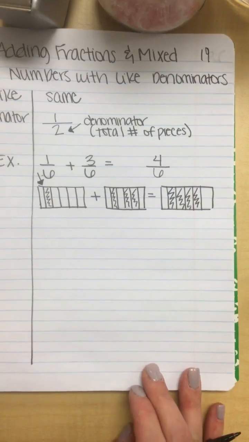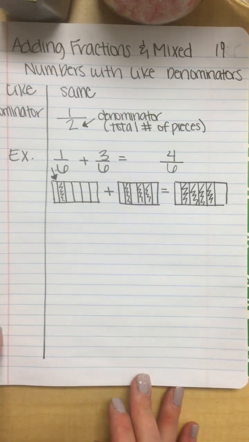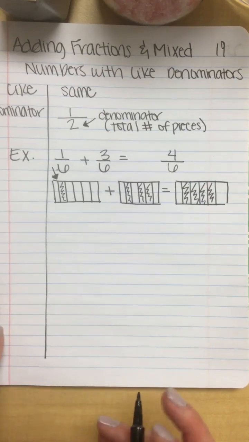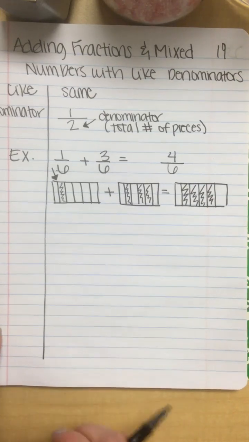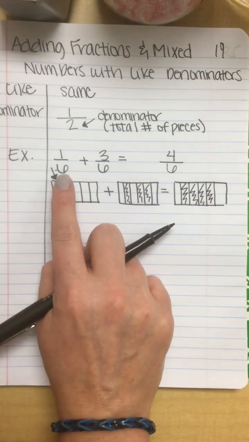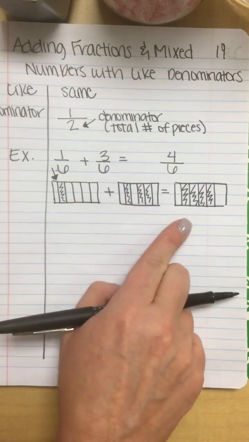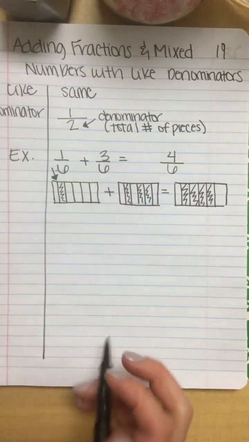Let's do one more example and then we will do a mixed number. Actually, we're just going to do a mixed number. You can come back and look at this video. It would be the exact same if you have different fractions. As long as your denominators are the same, you're going to do the exact same thing here. So let's try with a mixed number.